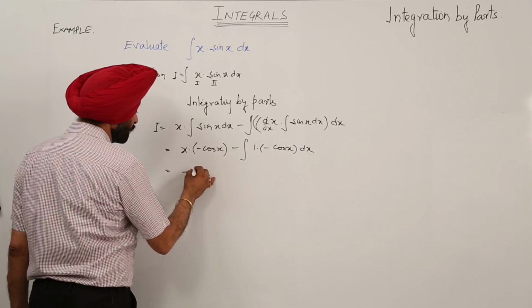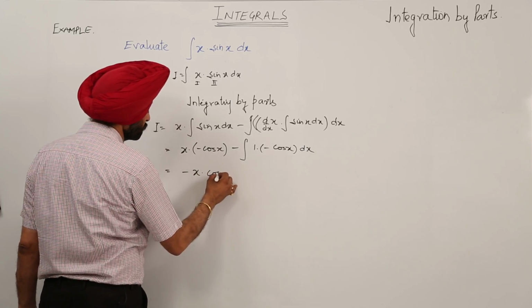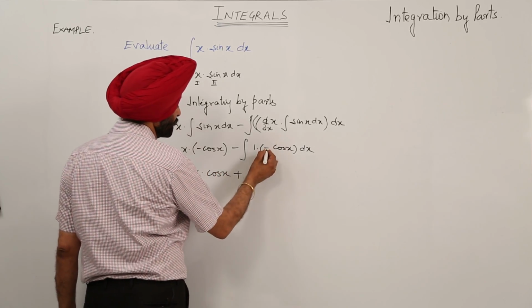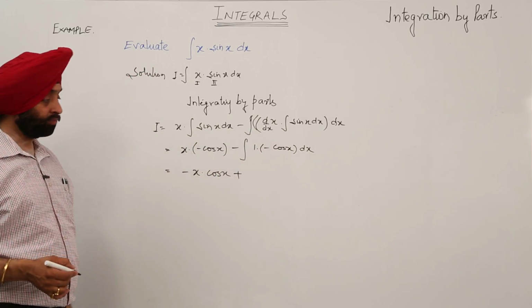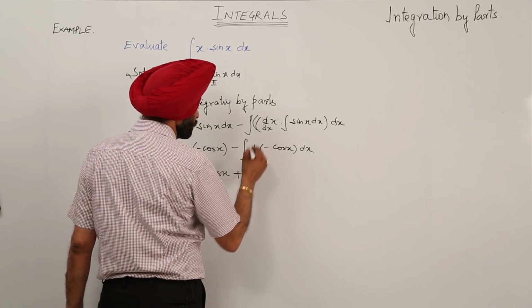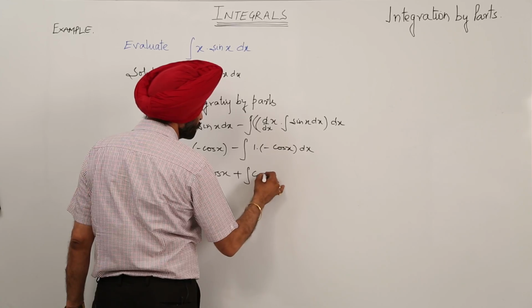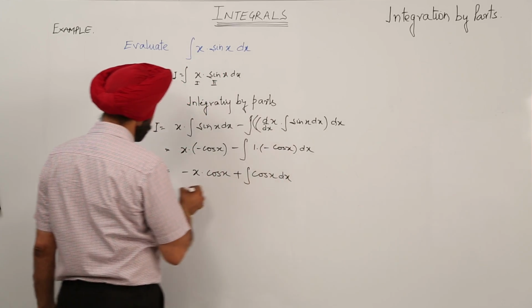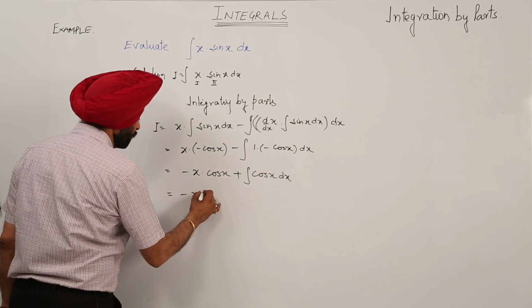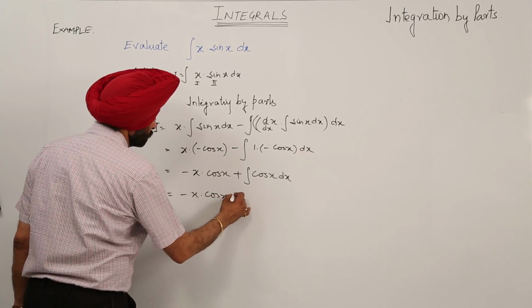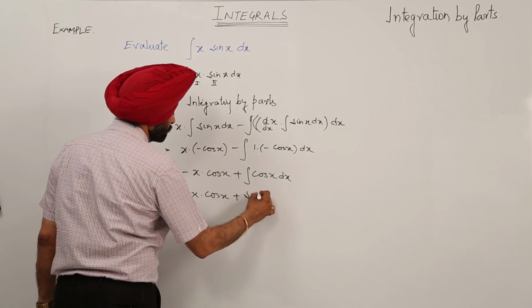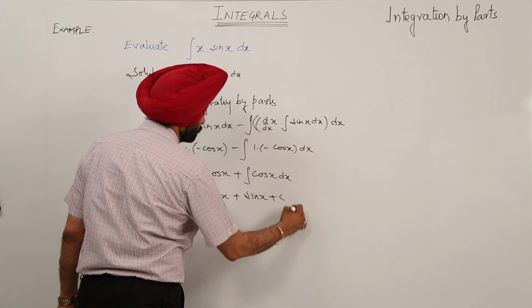Now this becomes minus x cos x plus, this negative and this negative becomes positive, positive for integration of cos x dx. Negative x cos x plus sin x plus c. This is the answer.